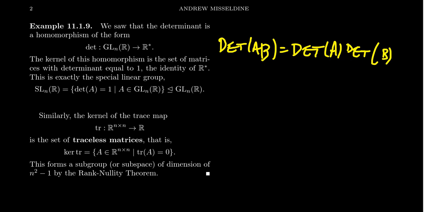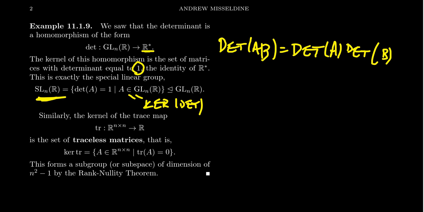What would be the kernel of this homomorphism? Well, looking at the codomain, the identity of the codomain will be the number one. This is a multiplicative group after all. So the kernel is going to be all of those non-singular matrices whose determinant is one. And so the kernel of the determinant map is what we call the special linear group, SL_n(R). And then of course, R could be replaced with any field that you want here.